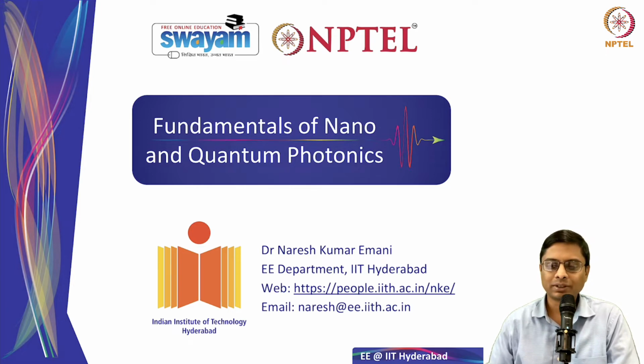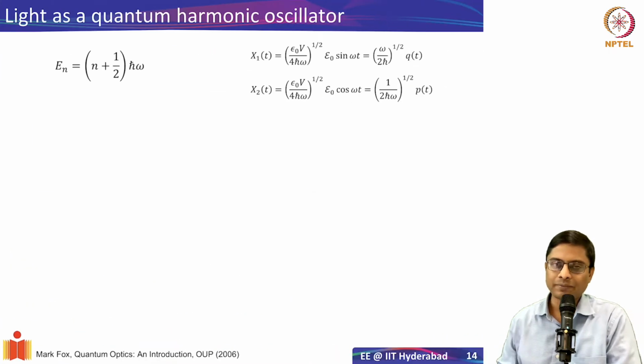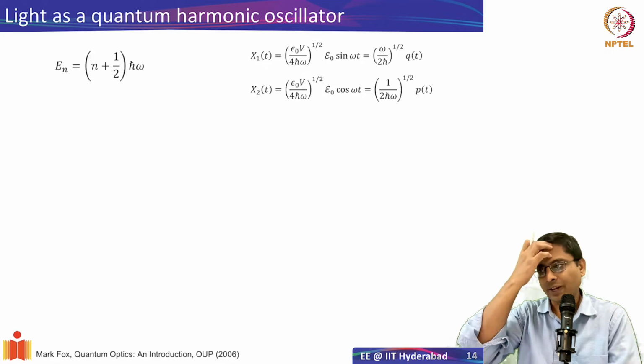In the last lecture we introduced some preliminary ideas which will be useful. We talked about the quantum harmonic oscillator, or rather light as a harmonic oscillator, and then we talked about the field quadratures. We said, okay, these are the quantities x1 and x2 which can be used to represent the electromagnetic waves. Now in this lecture we will introduce one of the very fascinating ideas in quantum optics, that is the idea of a vacuum field.